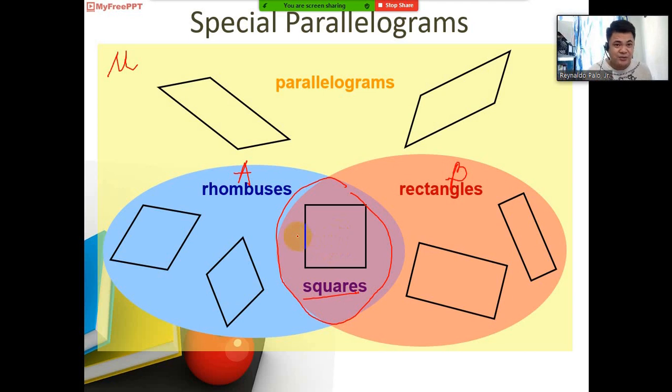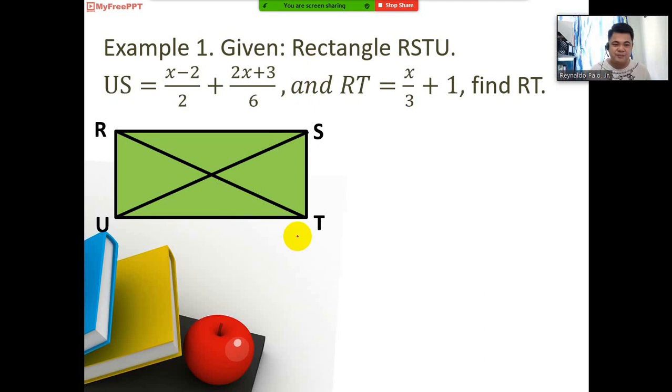So if you encounter a true or false question, or a yes or no question, regarding whether a square is a rectangle and whether a square is a rhombus, of course the answer is yes. A square is both a rectangle and a rhombus. Let's proceed to this one.